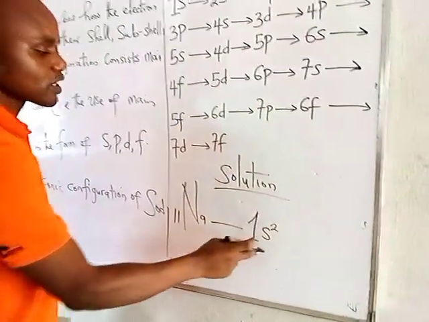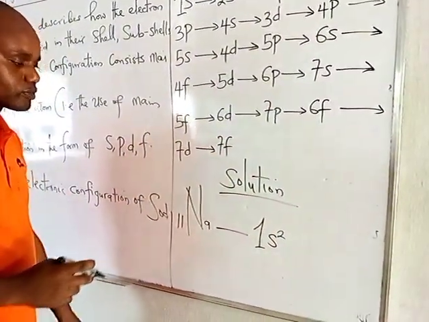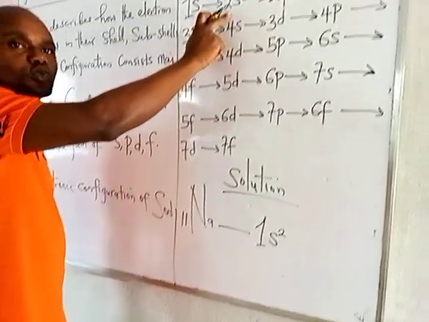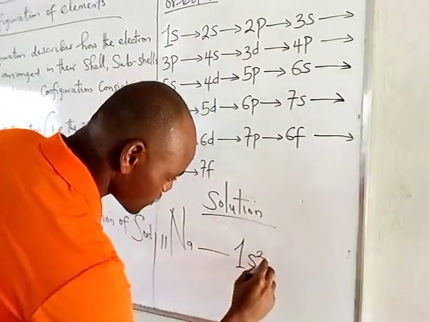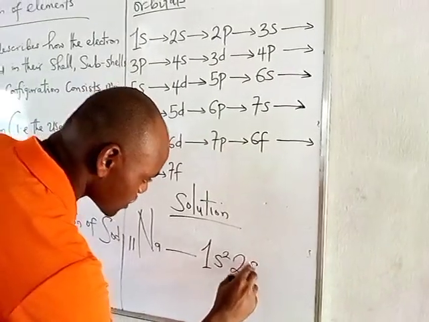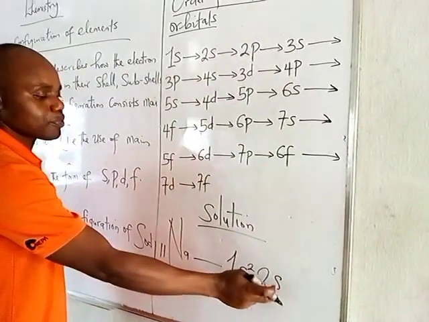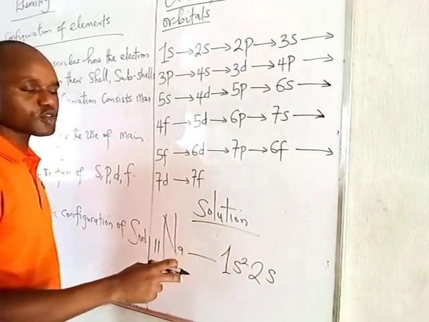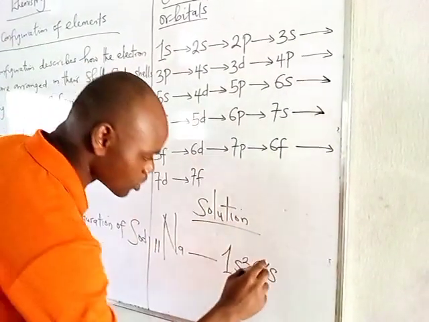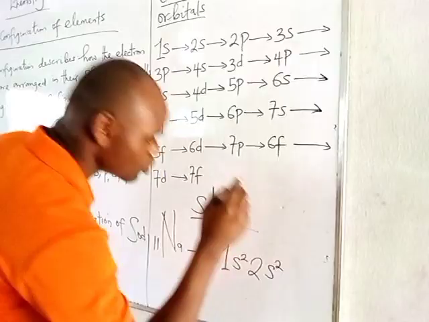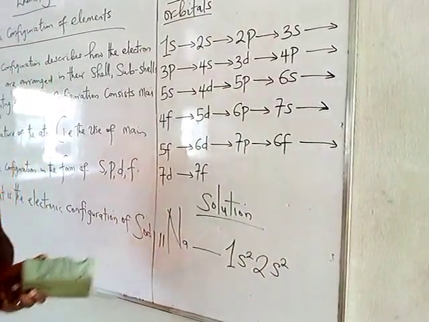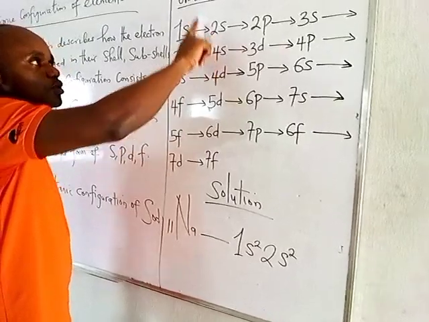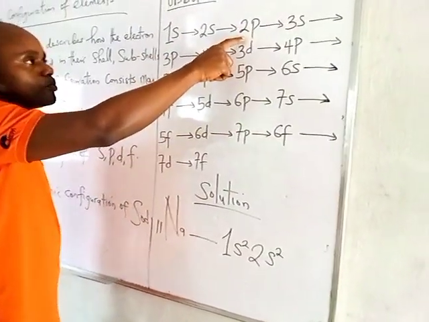So you are going to put it like this: 1s2. And the next orbital after the 1s is 2s. So you are going to fix that as well: 2s. Because it has the sharp, which is s, we are equally going to put the number of electrons for the s orbital, which is equally 2. After the 2s, the next orbital is 2p.